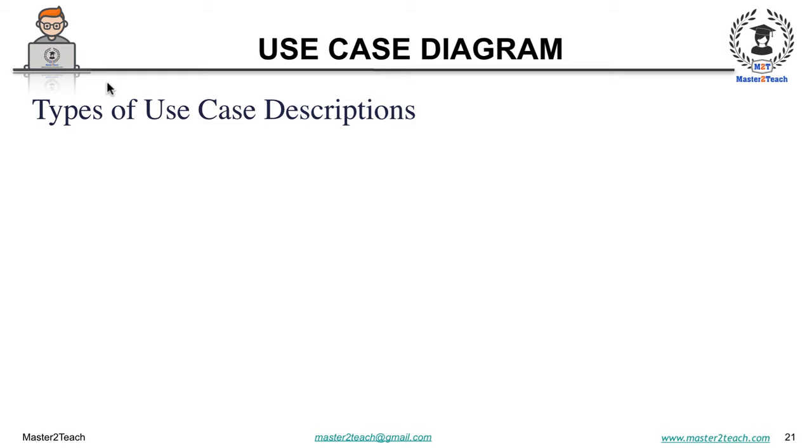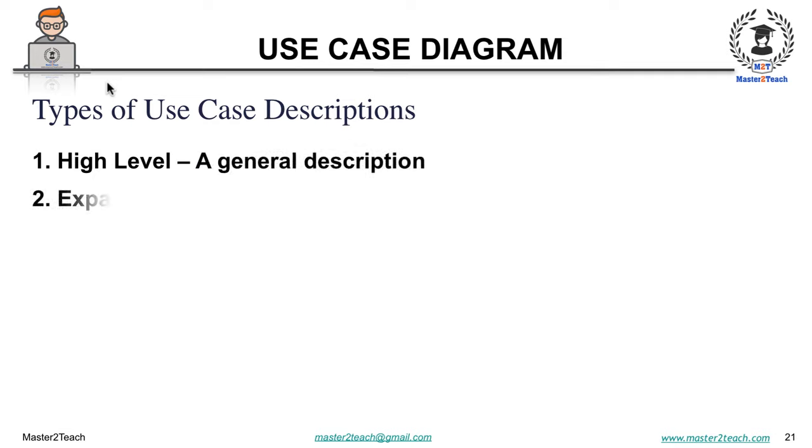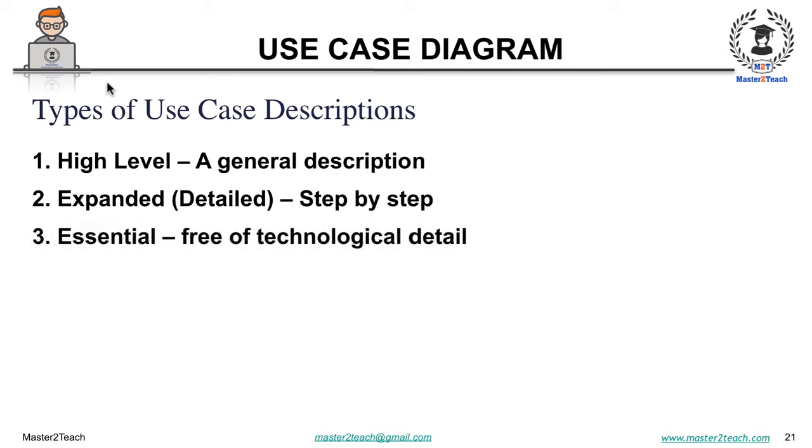Now, let's move to the types of use case description. Number 1, high-level use case description. Number 2, expanded use case description. Number 3 is essential, and number 4 is real. We are going through the high-level and expanded use case descriptions.